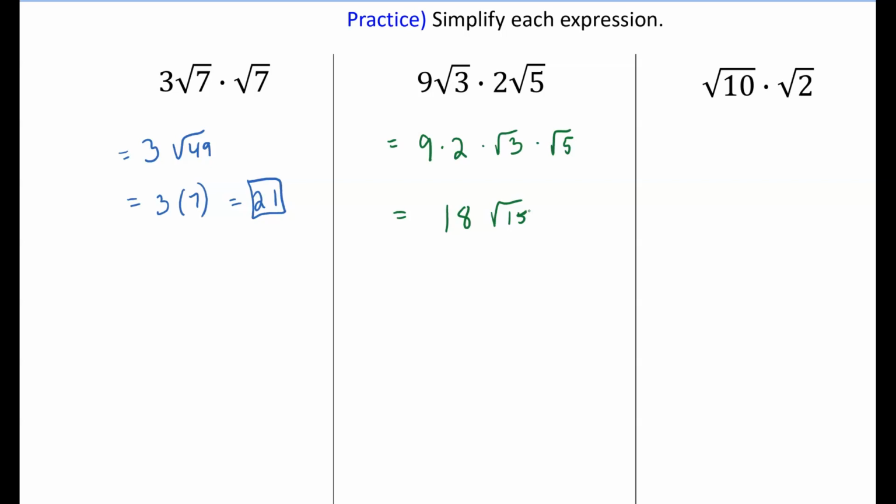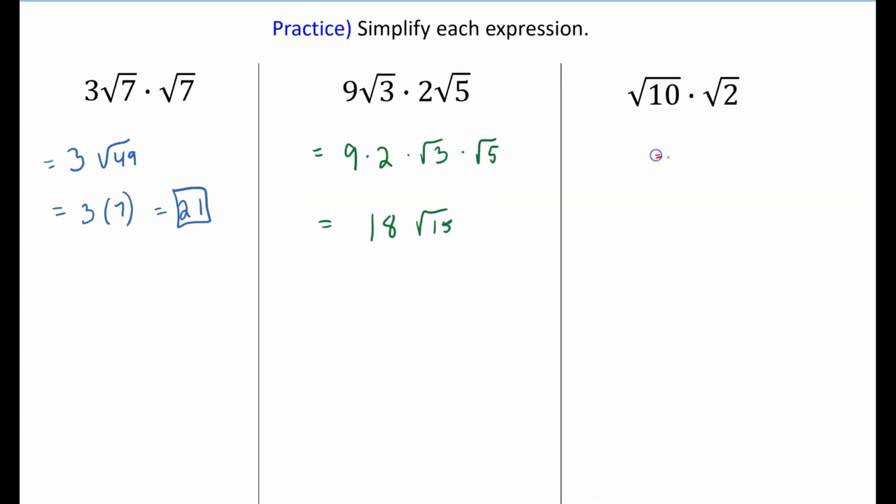Okay, and then lastly, please try the very, very last example. Okay, hopefully you paused this one. Here is the example, square root of 10 times square root of 2. That's the square root of 20. And then we want to go ahead and simplify the square root of 20. Did you simplify it? If not, pause me, and then I'll show you the solution here in a second. Okay, and then the perfect square in 20 is 4. So we get an answer of 2 square root of 5.